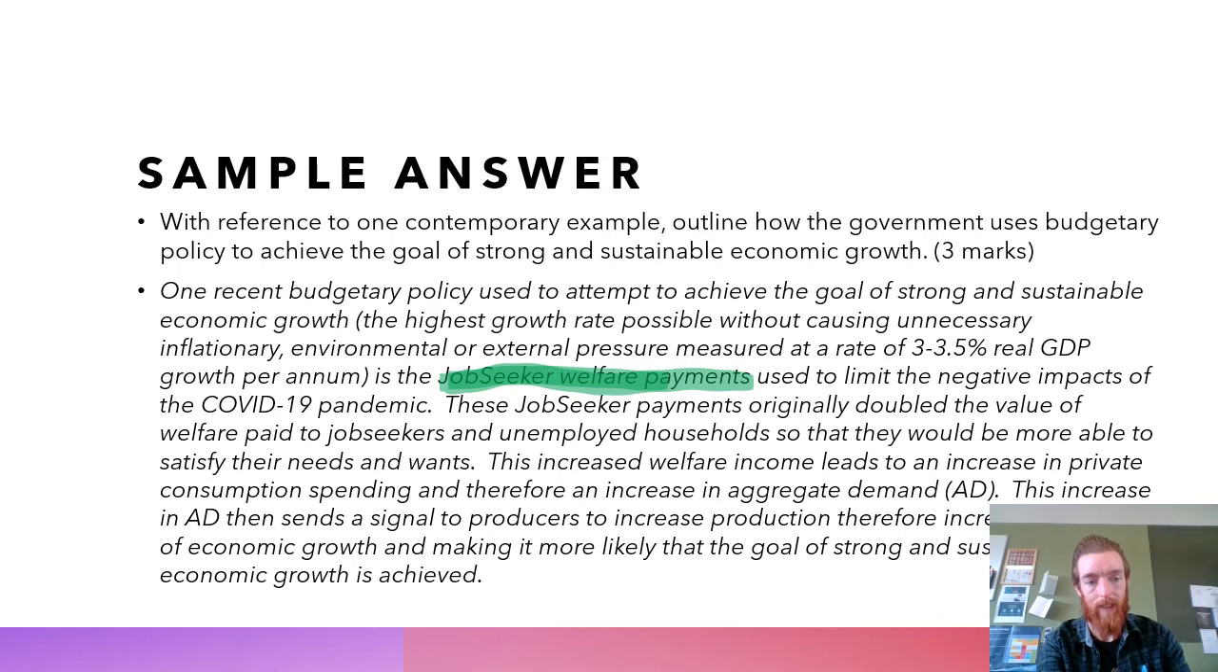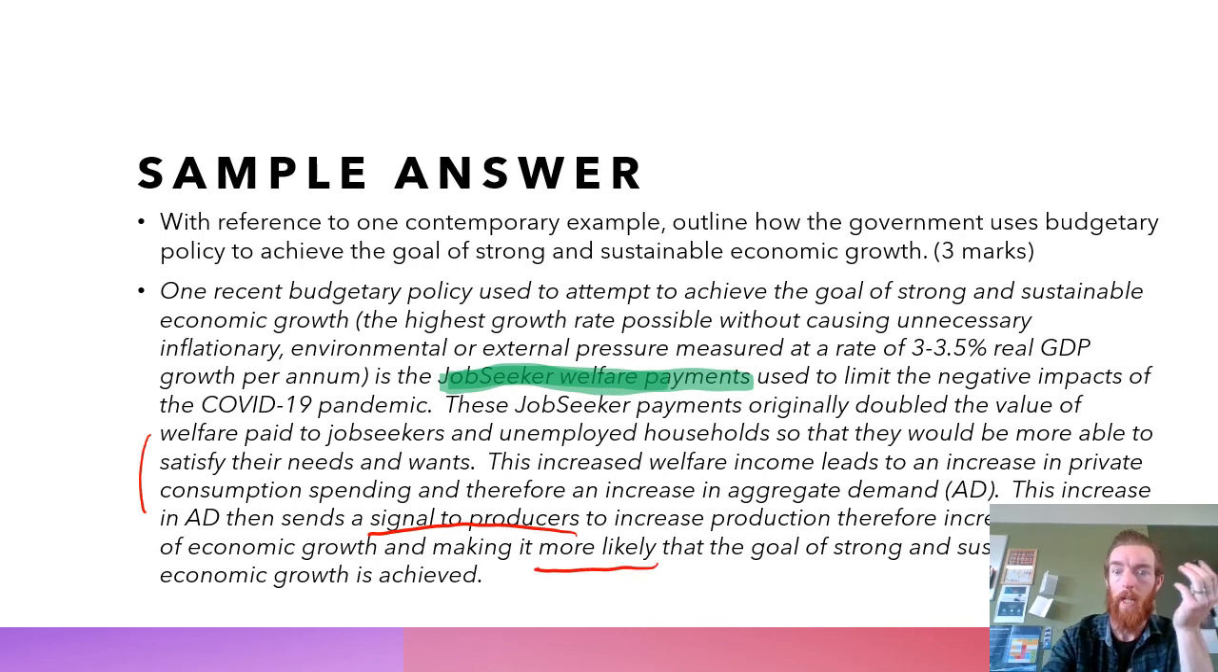Really clearly, once again, making sure you use things like private consumption spending and the overall impact on AD. This increase in AD then sends a signal for producers, once again saying how it affects businesses, to increase their production and therefore increases the rate of economic growth, making it more likely that the goal of strong and sustainable economic growth is achieved. I like to use more likely and less likely in these kinds of answers because you can't say for sure until the data comes out if we have or have not achieved it.